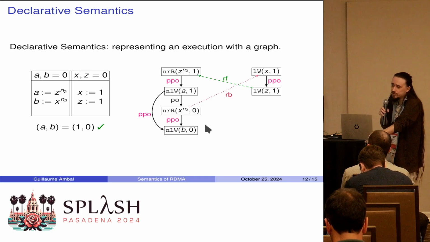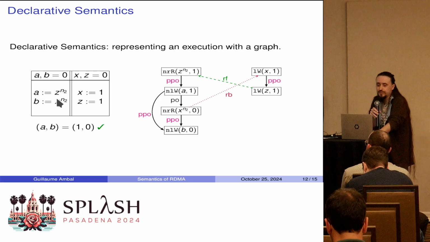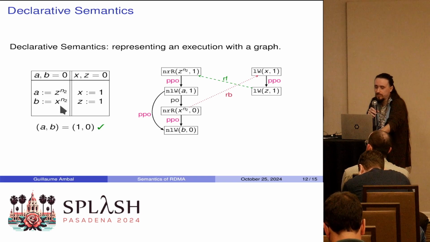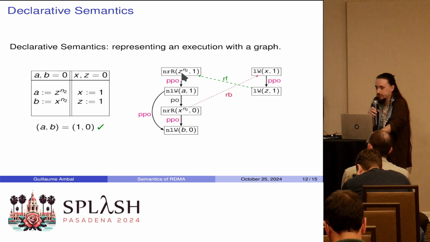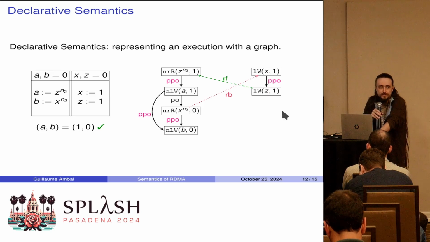And the way it works is that everything that happens in this example corresponds to a node in a graph. So on the first thread, you read Z, you write A, you read X, and you write B. Same on the other side, you modify X and Z, so you have two events modifying X and Z. And the way declarative semantics works is that then you add dependencies, so relations between events.